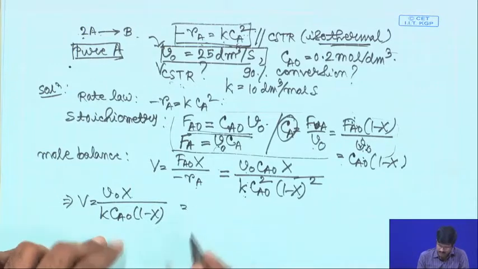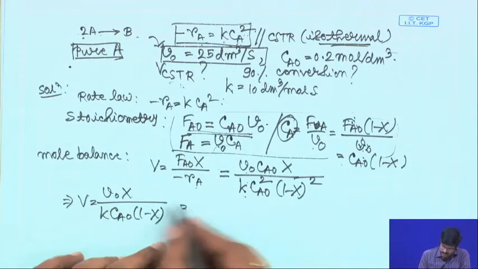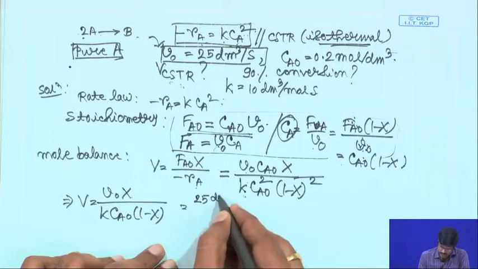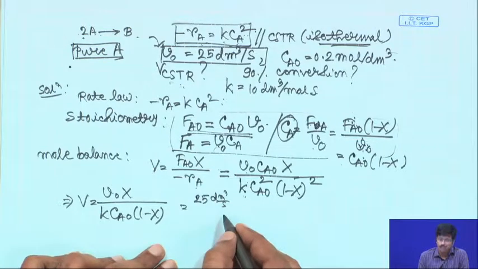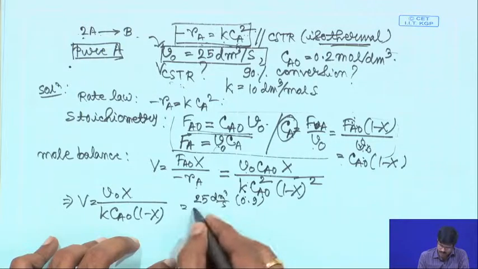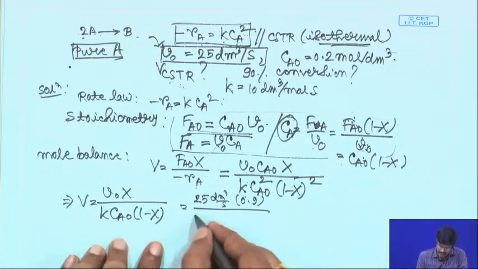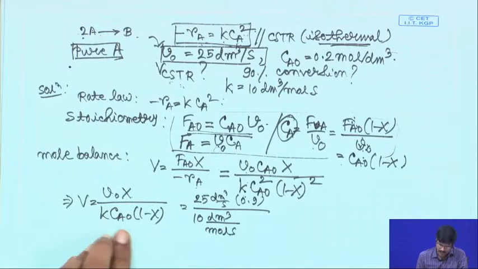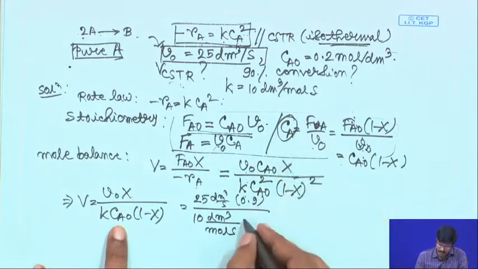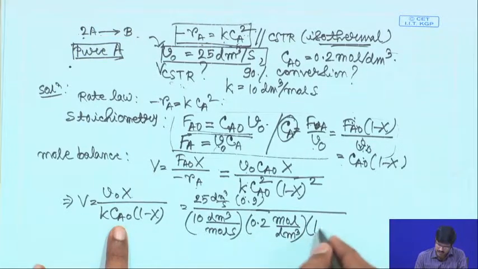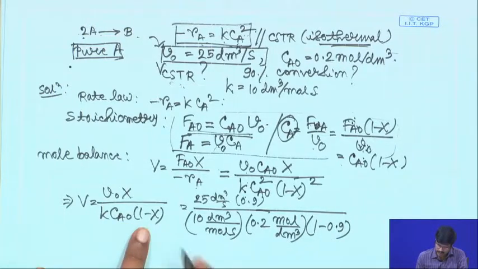The targeted conversion, the volumetric flow rate in, everything you know. The volumetric flow rate in is 25 decimeter cube per second. X has no unit, 90% conversion, so you put it in fractional terms, 0.9. Small k is 10 decimeter cube per mole second. The entering concentration of A is 0.2 mole per decimeter cube, into 1 minus 0.9 whole square.